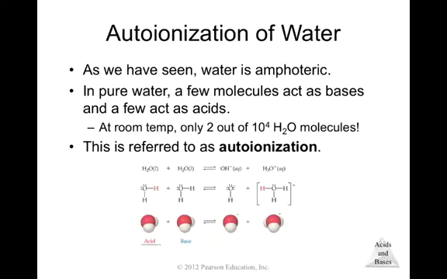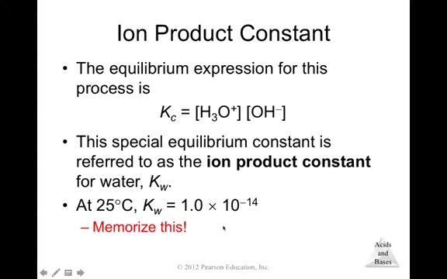Some cool things about water: like we said, it's amphiprotic. So when you have water, some can act as a base and some can act as an acid. At room temperature, only about 2 out of every 10 to the 4th H2O molecules do this, so it's a very, very small percentage. This is called autoionization. You could have an H2O plus an H2O, and you could end up with H3O plus and an OH minus. So you can get a little bit of both.